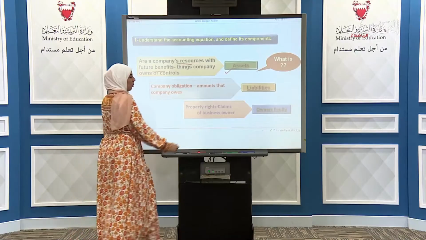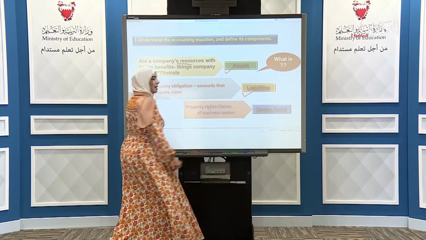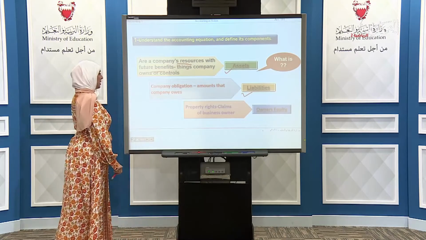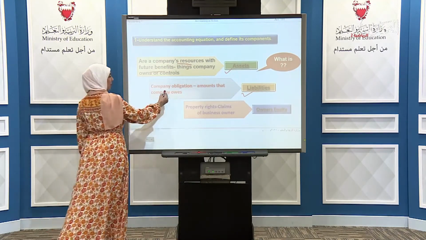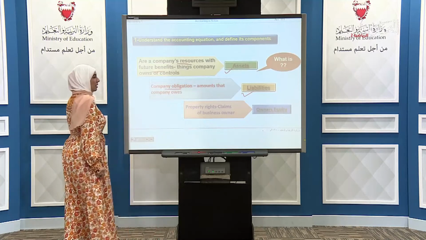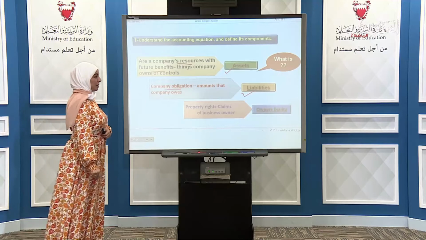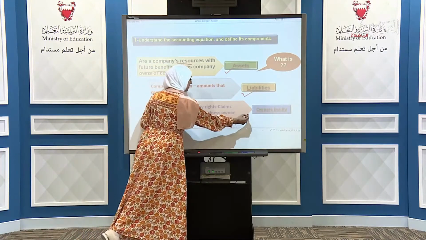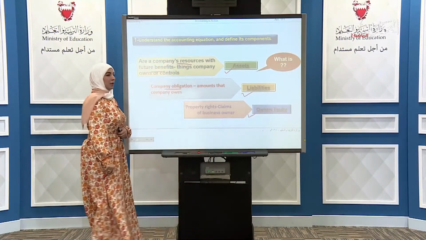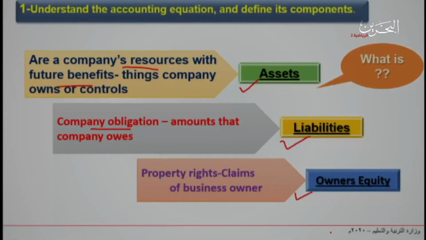Then what do we mean by liability, my student? Liabilities are the company's obligations, amounts that the company owes. Finally, what do we mean by owner equity? The owner equity is the property rights and claims of the business owner. By that, we know the components of the accounting equation.